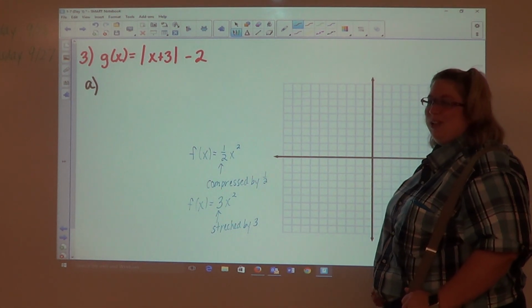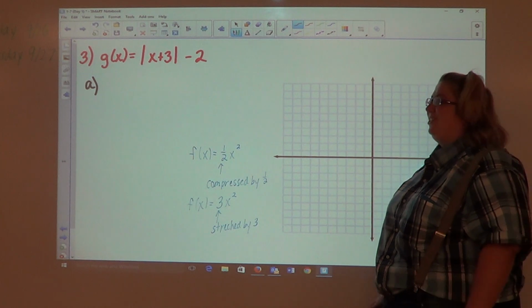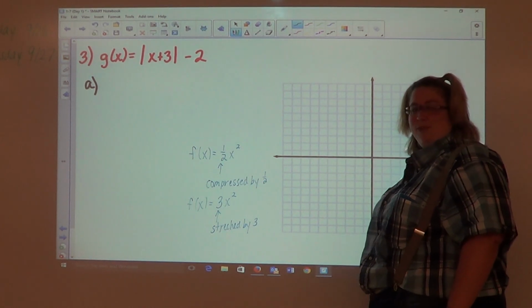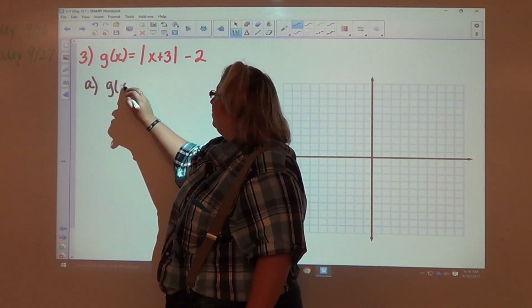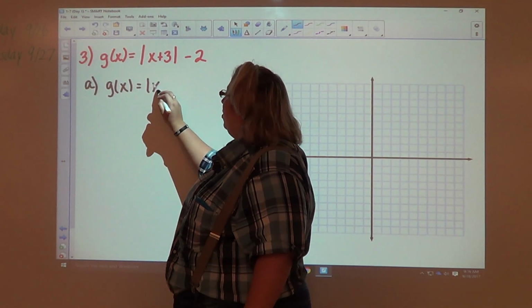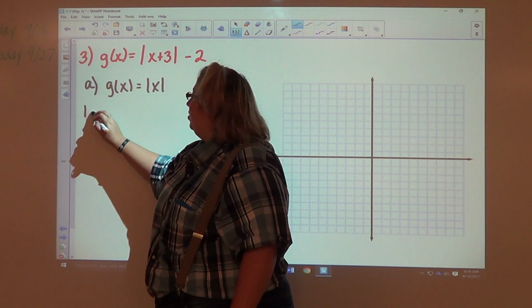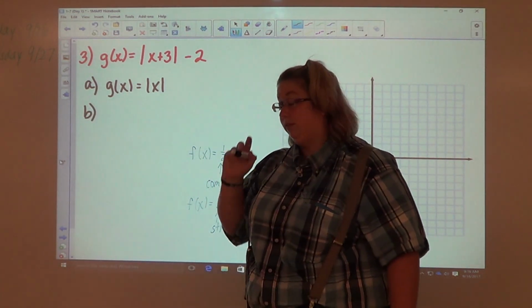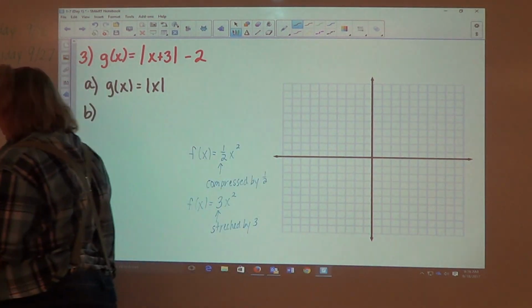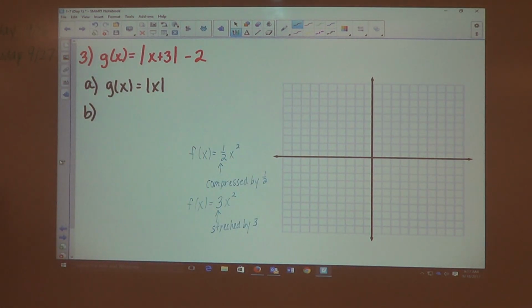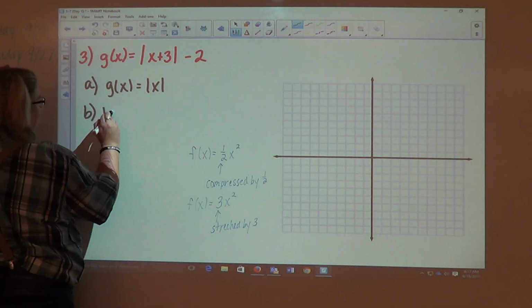Okay. What's the parent function for this one? What's our parent function? As the value of x. Okay, what does adding on the inside mean? Anybody know? Plus 3. What does that minus 2 out there mean? Down 2. Down 2.